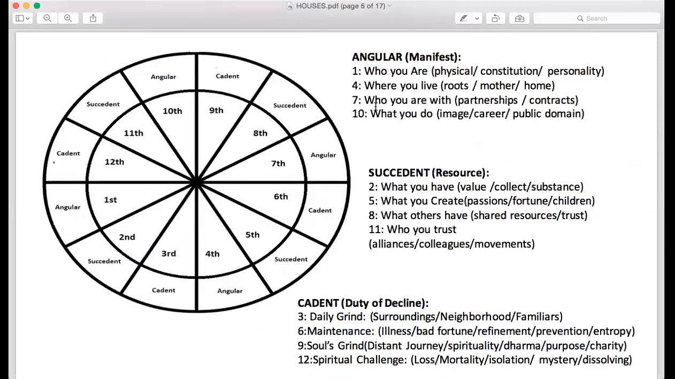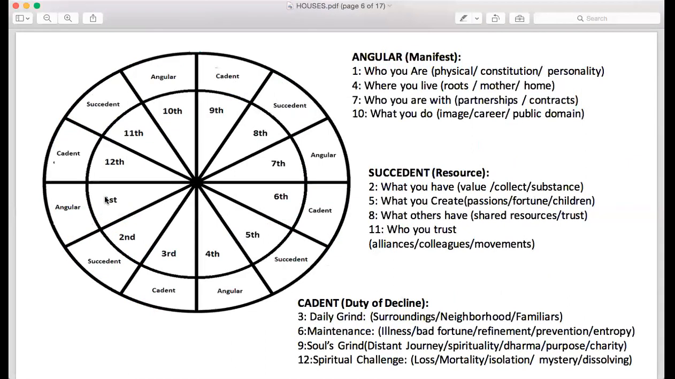So we have them categorized by angularity. This is crucial to understand because this is the foundation of Hellenistic astrology. So you want to think of them in these ways. In terms of angular stuff, as we mentioned before: who you are, where you live, who you are with, and what you do.